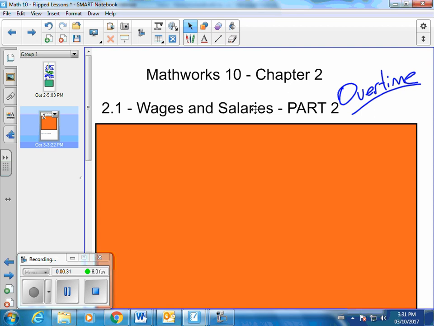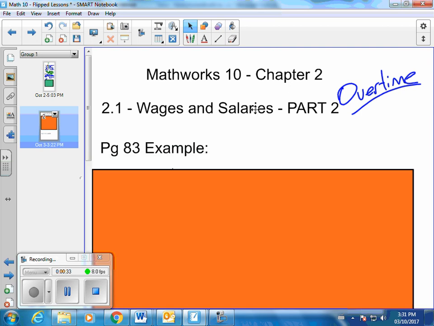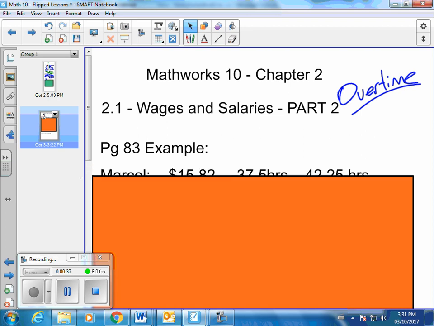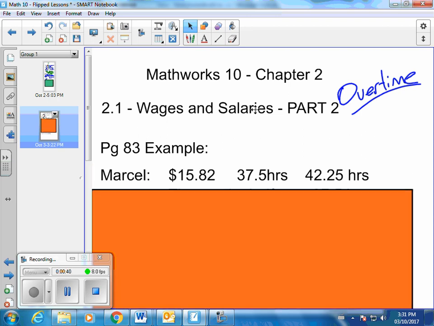If you are following along in the book, go ahead and open up to page 83. There's an example there of Marcel, who works for a construction company. Marcel gets paid time and a half for any hours he works over 37 and a half hours in a week. If he works 42 and a quarter hours during one week, how much is he going to earn? There are two ways to solve this question.